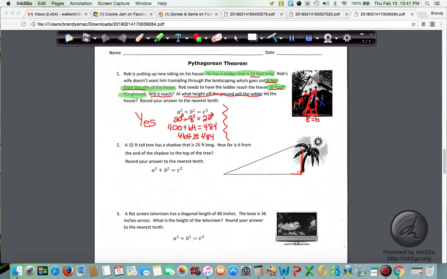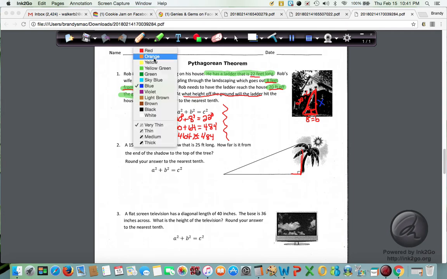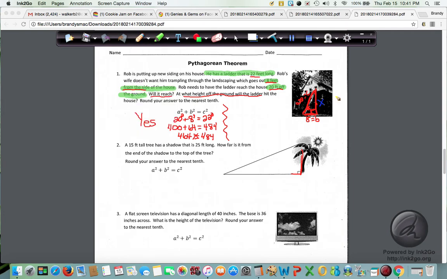Well, can you see that? Maybe I need a different color. What if I did, will yellow work? Oh, yellow is nice. Okay, so what is X? Like, how high does this ladder actually reach?